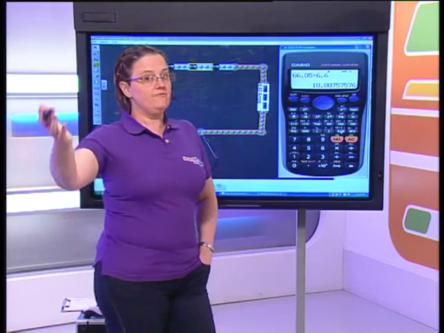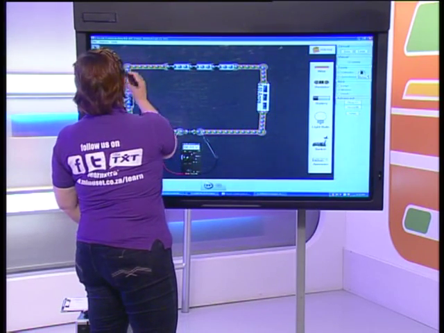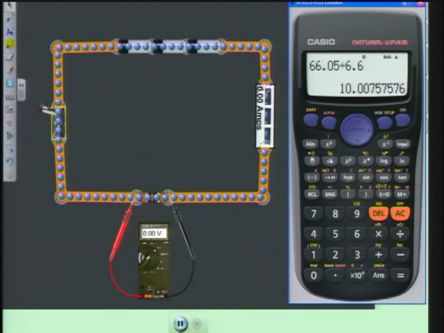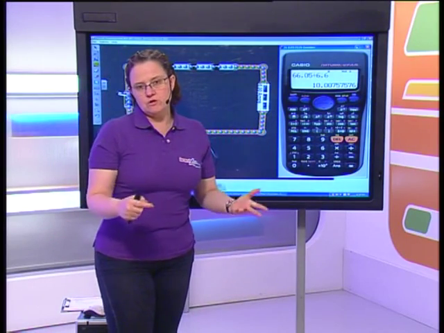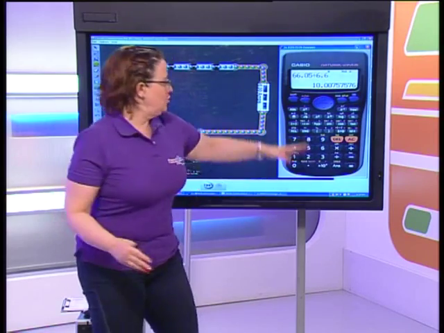If I was doing this for a practical investigation, and now I'm needing to record results, and I would be saying, find the value of V over I, I would need to record that V over I as 10.01. Please don't record it as 10. You have to go to 2 decimal places. So you have to round off.